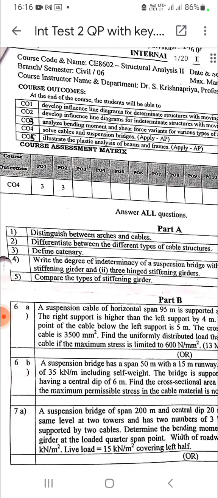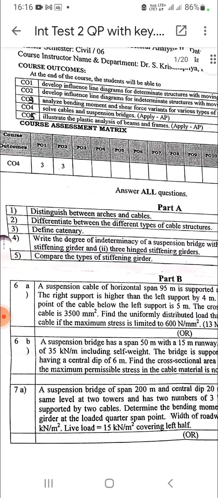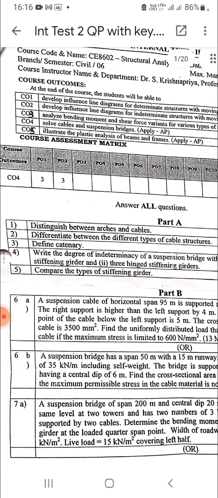Then differentiate between different types of cable structures and compare the types of stiffening girder. Both questions people are confused about. So differentiate between types of cable structures. You have only two cable structures: cable passing over guide pulley support and cable passing over roller or saddle support. In roller saddle support, the horizontal reaction is equal to 0. So that means T cos theta will be equal to T1 cos alpha. That you have to write.